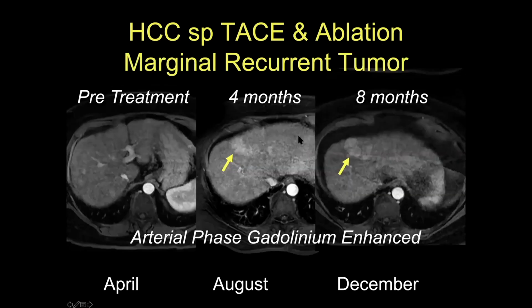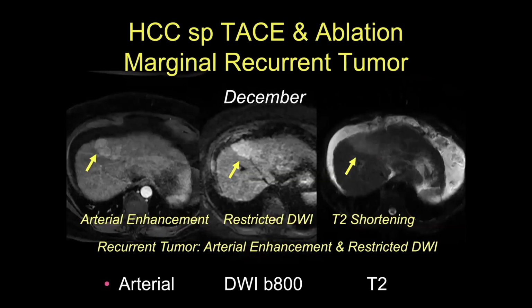In that same patient, we can see that we have additional marginal enhancement that is seen along the inferior of this tumor, both at 4 months and 8 months. So arterial enhancement is very, very useful along the margin of that lesion to look for recurrence. In December, we can see the 3 different parameters. You can look for arterial enhancement along the margin, restricted diffusion along the margin, and in this case, we also have increasing T2 signal. Any one of these should give you evidence that you have recurrence of the tumor after treatment.